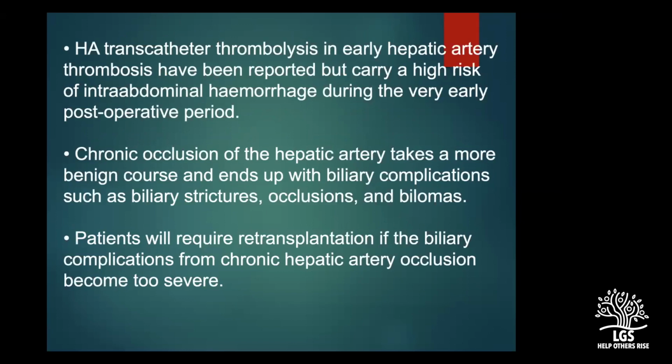Can we do something about it? Yes, we can do hepatic artery catheter thrombolysis. It has been reported for early hepatic artery thrombosis, but it has a slightly higher risk because the anastomosis is really fresh. So for us to go in and intervene for an early hepatic artery thrombosis is a little challenging, and that is the reason why the numbers are fairly low. We don't get that many cases of transcatheter thrombolysis unless the patient is not suitable for repeat surgery or a redo. But yes, there are one or two cases wherein we might have to get involved.